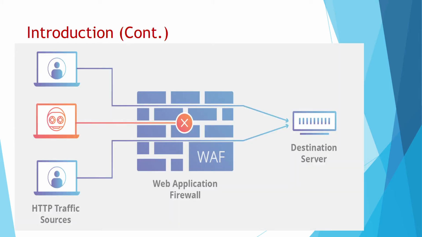So in the picture you can see when we have the web application firewall, the client or the HTTP traffic source can go through the web application firewall, and they will reach the destination server. But the hacker or the unknown user or host cannot get past the web application firewall. So our destination server will not be damaged. So our data or information will be secure.